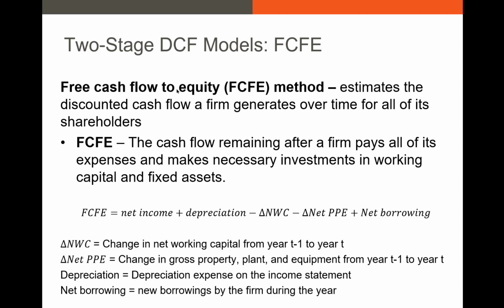Now, the free cash flows to equity method is a little different. I mean, nothing else really changes that much. We just have a slightly different way to calculate our FCFEs. So we just take net income plus depreciation minus change in net working capital minus change in net PPE or capital expenditure, and then we add in any borrowing. Because if we borrow, we're getting $1,000 from our bondholders, and we can return that to the shareholders.